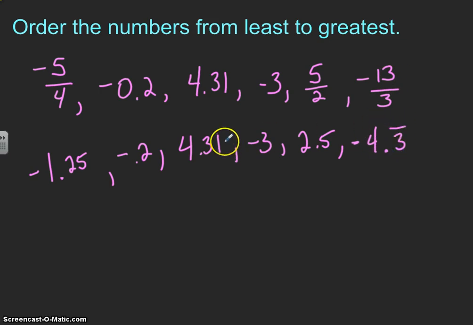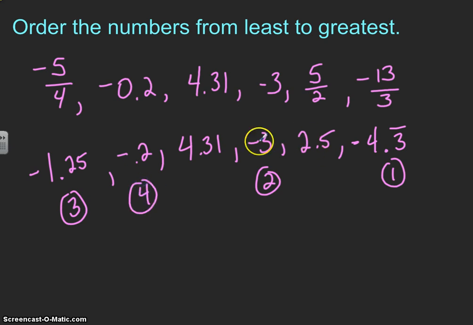Okay, which one's the smallest? Well, looking at the negatives, this one is the smallest. The next smallest is this negative. The next smallest would be this negative. And then -0.2 is the next one. Then I've just got 2 numbers to look at, 2.5 and 4.31. This would be next. 4.31 is definitely the biggest, so this is 5. And this is 6. If we put them all in decimal form, they're pretty easy to order.